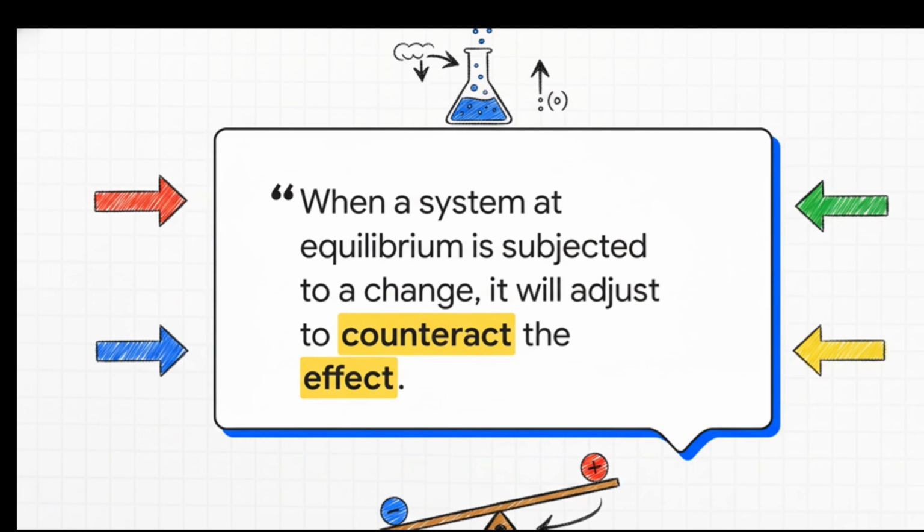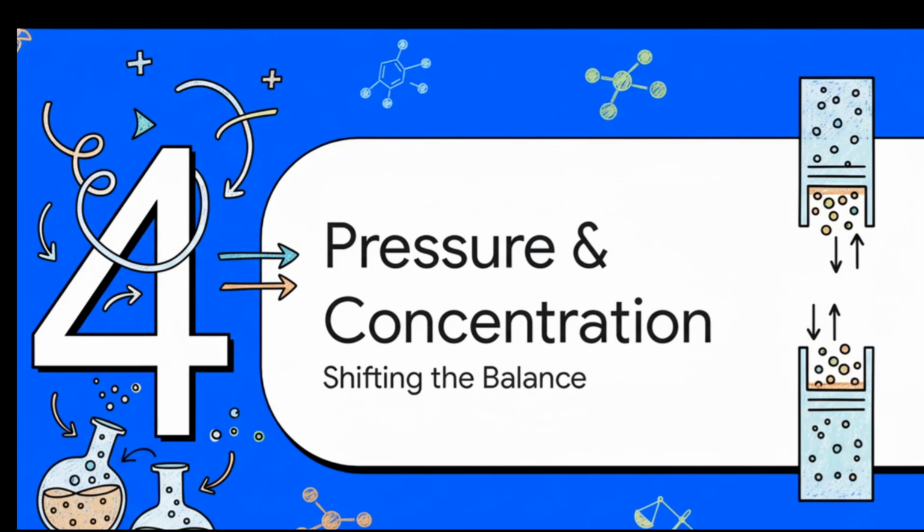If you apply a stress to a system, the equilibrium will shift to relieve that stress. I want you to think of it like a chemical seesaw. If you push one side down by adding something, the system's going to immediately work to bring the other side up, just to restore that balance. So how can we become the master puppeteer of this balance?